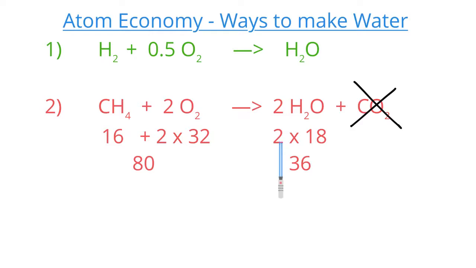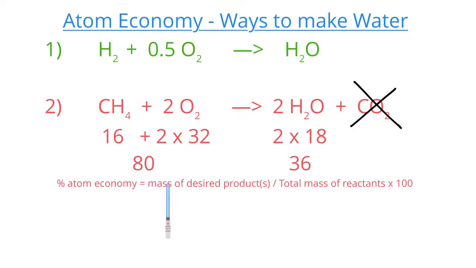Again, this coefficient is super important. The equation for atom economy is mass of desired products divided by total mass of reactants times 100. This formula, this equation, is at the start of your data booklet.